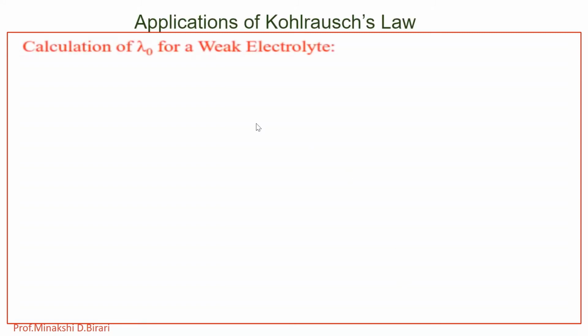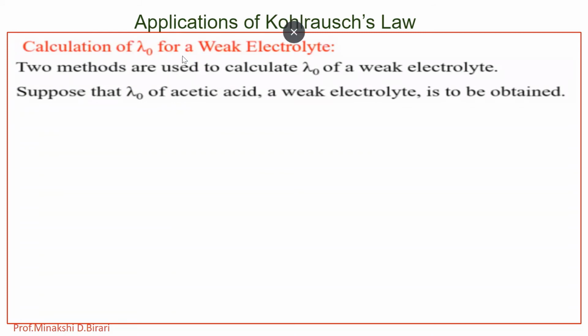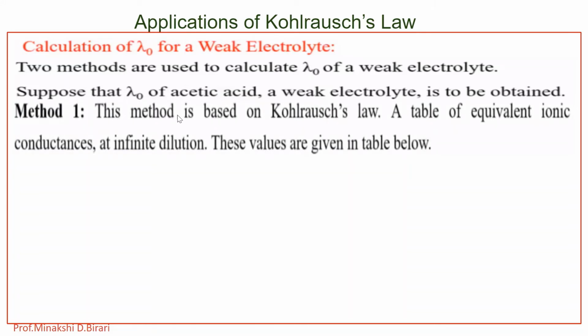First one, calculation of lambda 0 for a weak electrolyte. For the calculation of lambda 0 for a weak electrolyte, there are two methods used to calculate. First, suppose that lambda 0 of acetic acid, a weak electrolyte, is to be obtained. So what is the first method? In this method, by using Kohlrausch's law, lambda 0 for a weak electrolyte can be calculated. So this method is based on Kohlrausch's law.